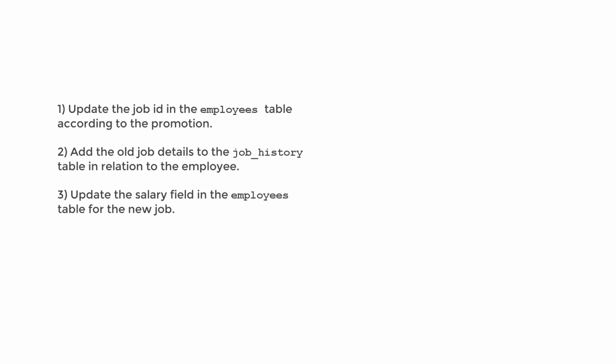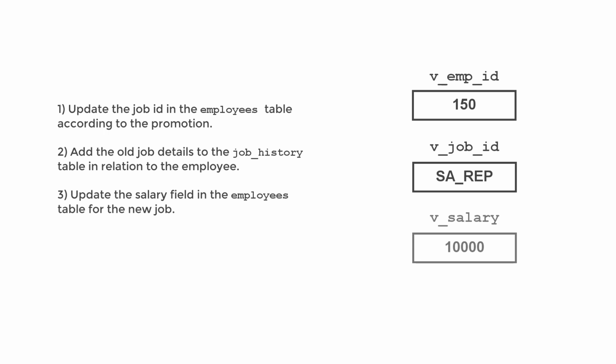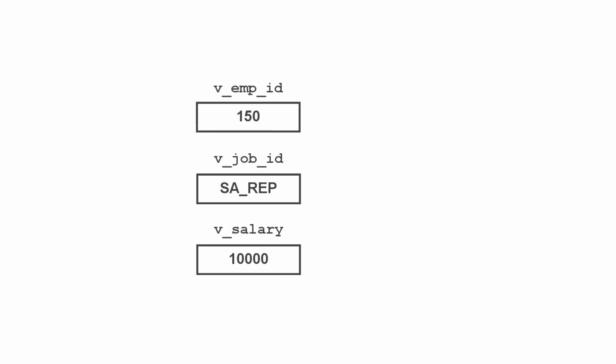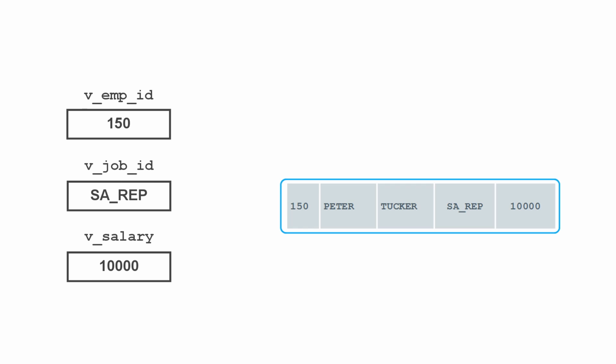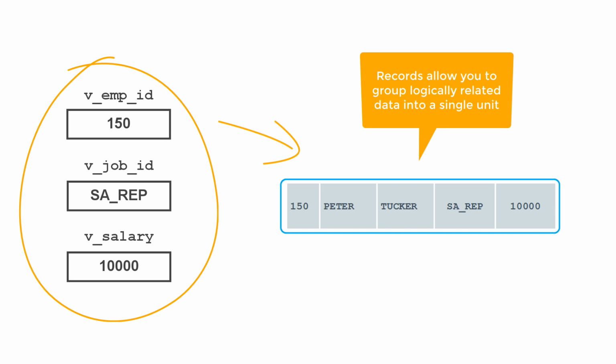Typically, to implement this requirement, you have to retrieve the required employee details into individual variables for further processing. Handling too many variables will make the code complicated. Therefore, PLSQL provides a composite data type called records, which allow you to group logically related data into a single unit. In this case, the data relevant to an employee such as employee ID, job ID, salary, and so on are of different data types, but they are logically connected because they belong to a single employee.